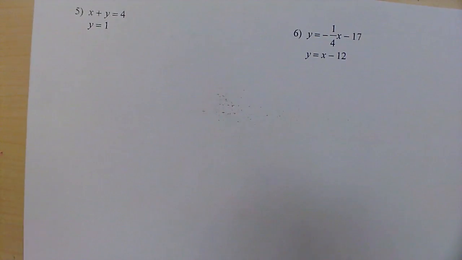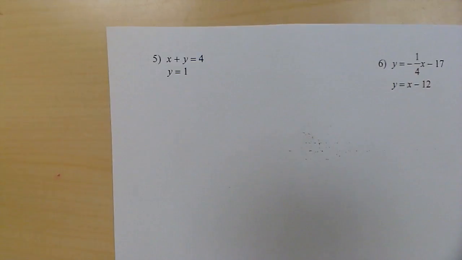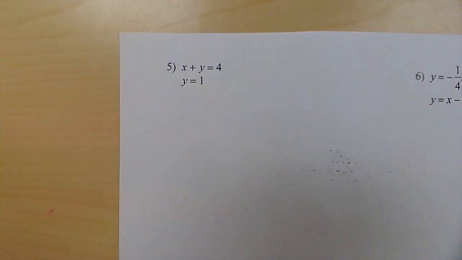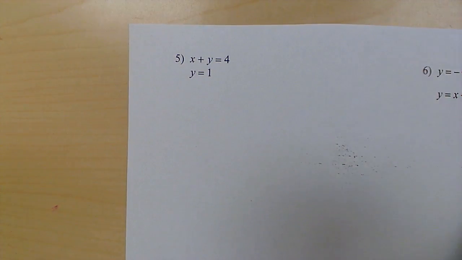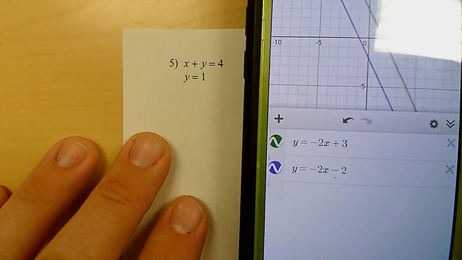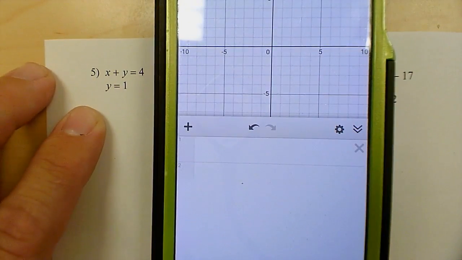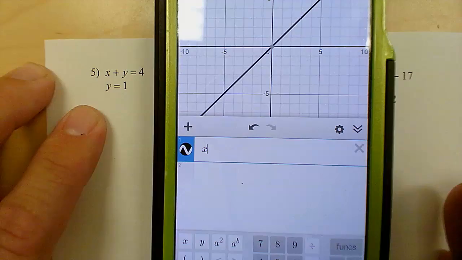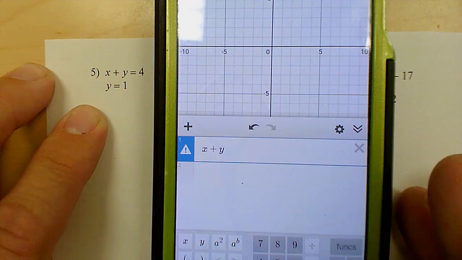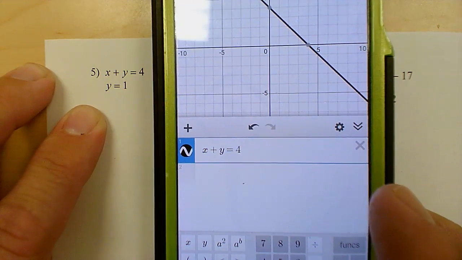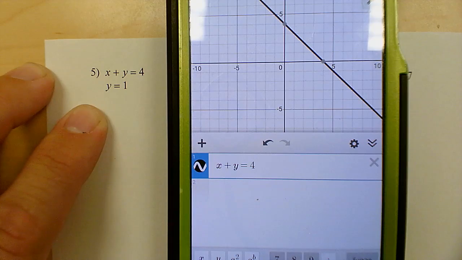Okay, I'm going to show number 5 real quick because something interesting kind of happens here. So, as I grab my calculator and type these in, and here's one of them that's in standard form, so x plus y equals 4. It does not struggle at all graphing that, that's good.